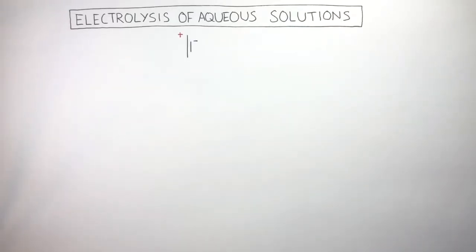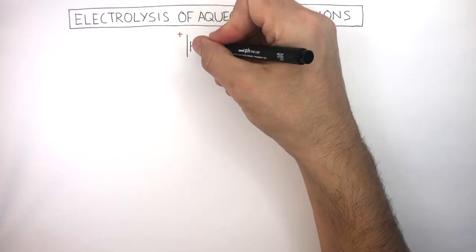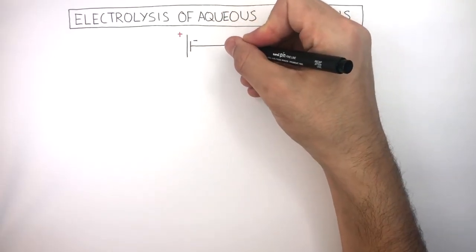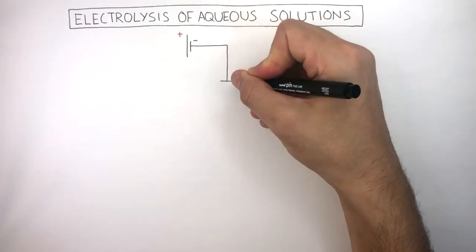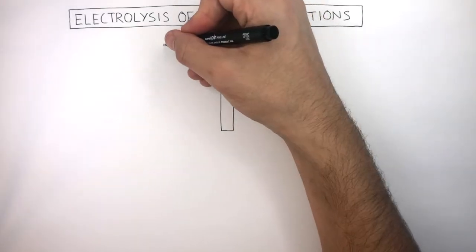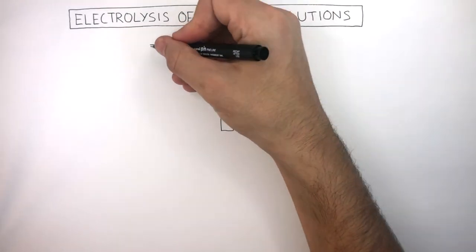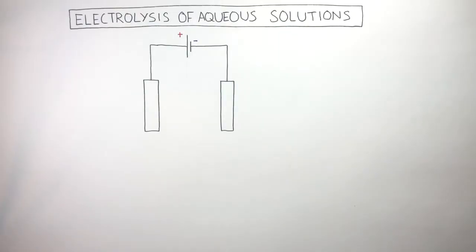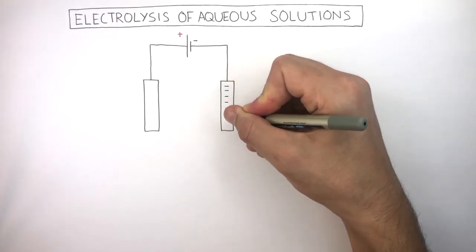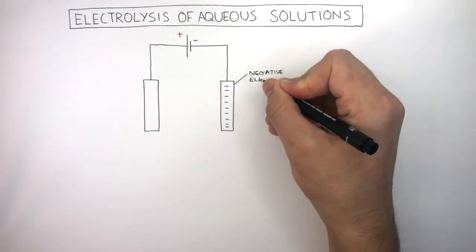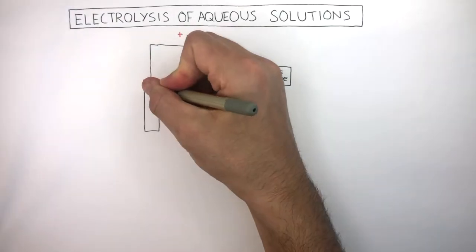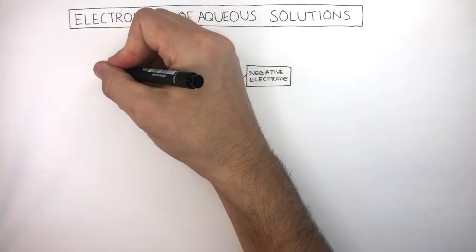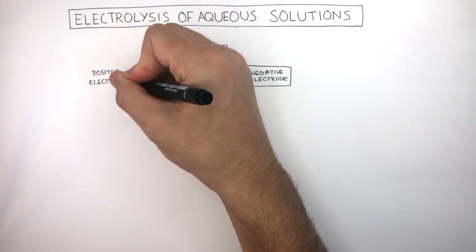Here is the cell or power pack, and on the left is the positive terminal and on the right is the negative terminal. Coming out of the negative terminal is the wire, connected to the negative electrode. And coming out of the positive terminal is another wire connected to the positive electrode. Here I'm drawing negative signs because this is the negative electrode. And here I'm drawing positive signs because this is the positive electrode.